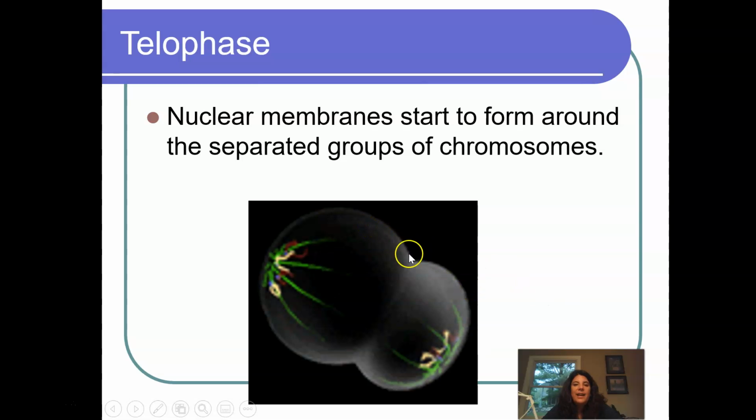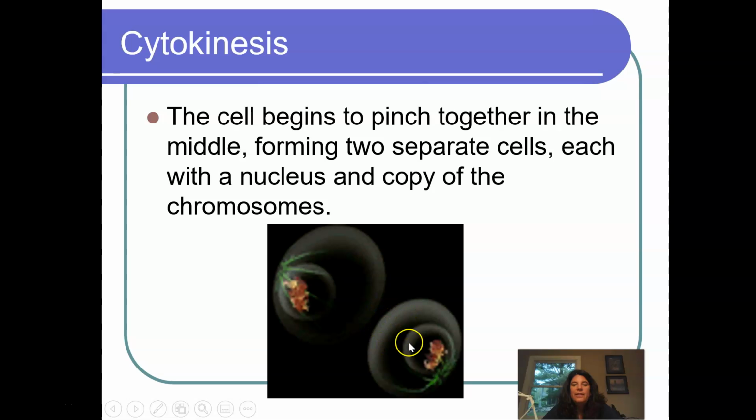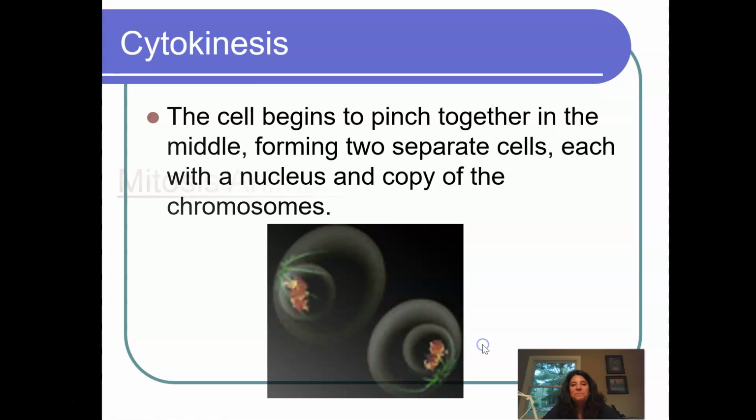And the last phase is when you can see how it's starting here. The cell is going to start to cleave in the middle in order to separate into two cells. This process is called cytokinesis. Some scientists say cytokinesis is its own separate category. Some say that it's part of telophase. Ultimately, it doesn't matter, but this is the stage where it's going to end up forming two new cells that are genetically identical. Each one has a copy of the DNA that was copied during the S phase.